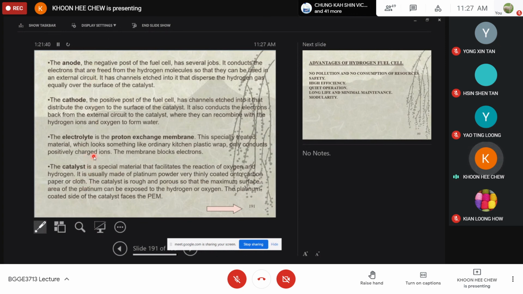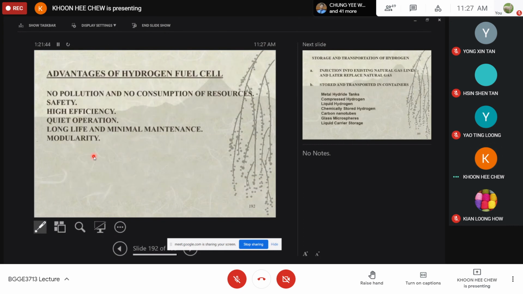So what are the advantages of using a hydrogen fuel cell? One of the advantages is no pollution. No consumption of other resources, so we know it is renewable. There is no consumption of finite resources, and it does not cause any pollution. It is also high efficiency, the operation is very quiet, it has a long life and minimum maintenance. Why is the maintenance minimal? Modularity: you can change the parts easily.